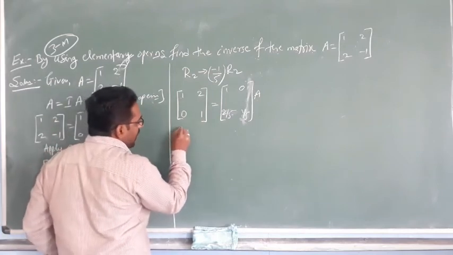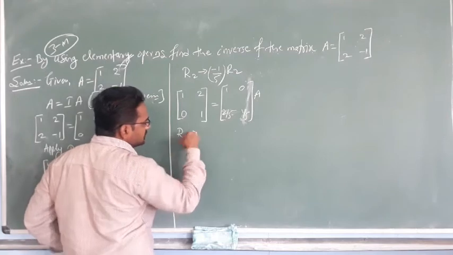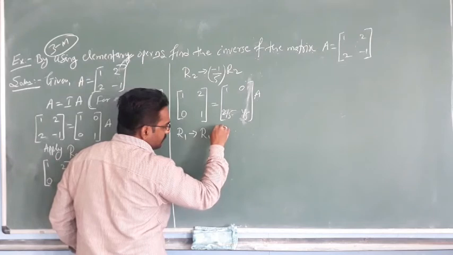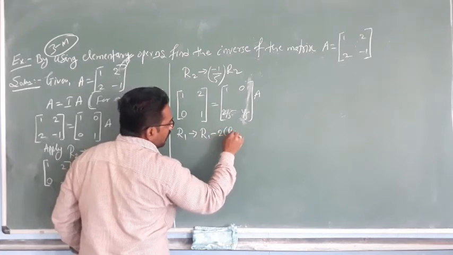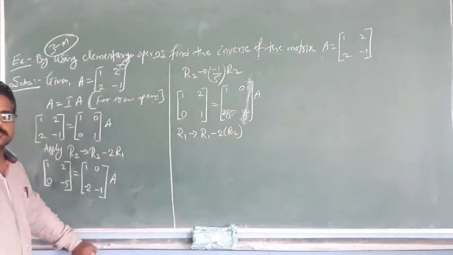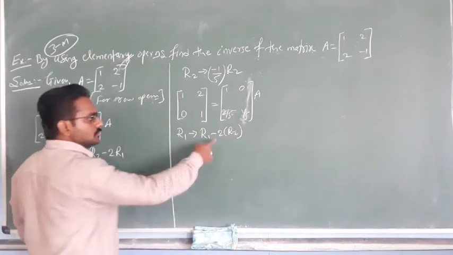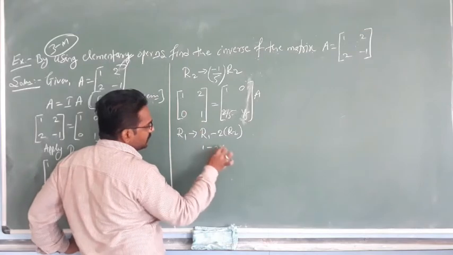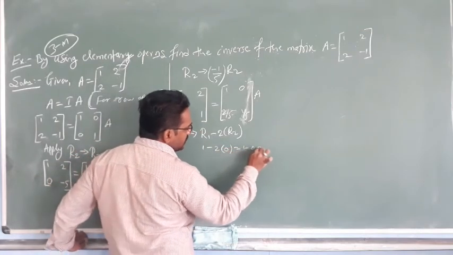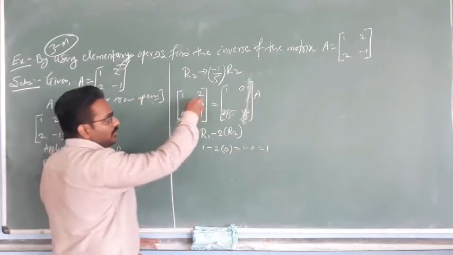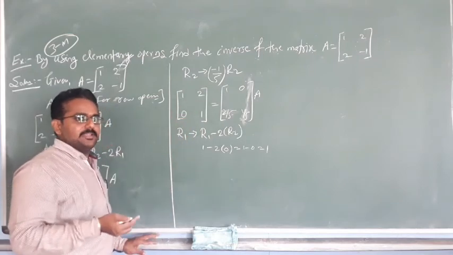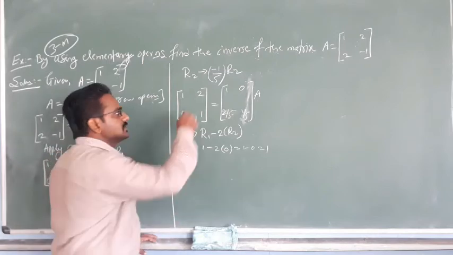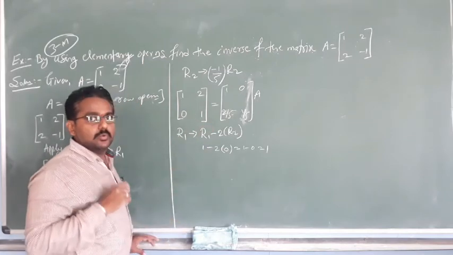So see students, I will apply one thing. R1 changes to R1 minus 2 R2. Why, students? Why did I take the 2? Here 1 minus 2 into the R2 element, which is 0. So 1 minus 0, we get the 1 itself. Now I have to concentrate on the second element. I have to convert or replace this 2 by 0.